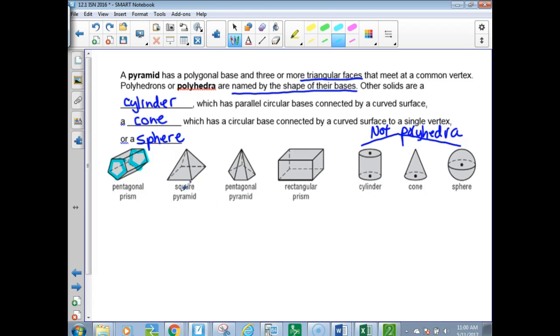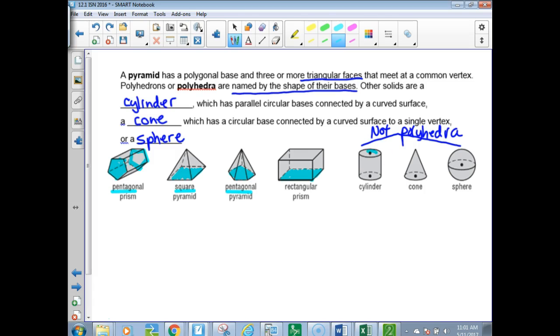The way the next one's named, since it's meeting at a point and its faces are triangles, its base is the square. So that's how that one's named. The third one is a pentagonal pyramid. It's got a pentagon for its base, and it is sitting on that. But notice the first one is not sitting on the pentagon. It was sitting on the rectangle. The faces are rectangles. The faces of the pentagonal pyramid are triangles. And then there's a rectangular prism here. I don't know that these are squares, so we call this by its base right here, rectangular prism.